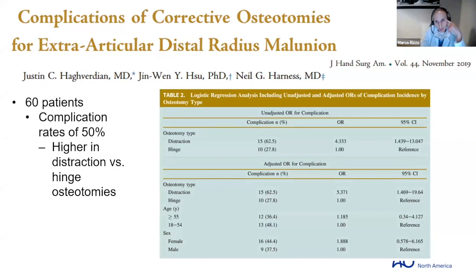Again, they were higher in the distraction group in terms of complication rates. You can see 15 were in the distraction group, which is a 62.5%, versus 27% in the hinge group. And they didn't seem to be linked necessarily to age or gender.